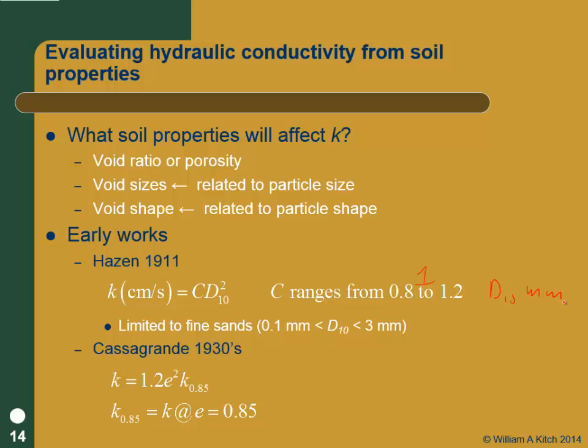In the 1930s, Casagrande tried to come up with an empirical fit that included the void ratio, because obviously for the same material, if you change the void ratio, it's going to make a difference. So Casagrande's equation was, if you calculate the hydraulic conductivity at a void ratio of 0.85, then this equation seems to tell you how that hydraulic conductivity will change as you change the void ratio. You get it more dense or less dense.